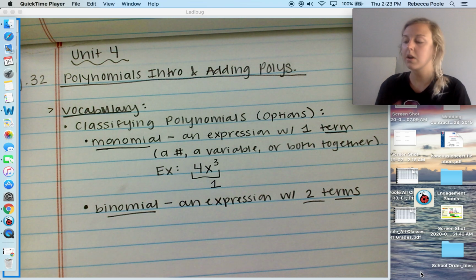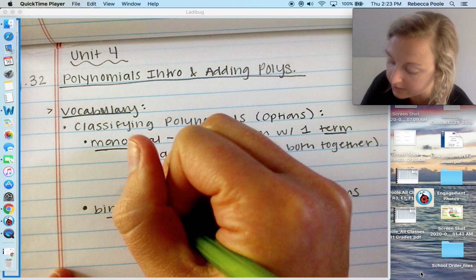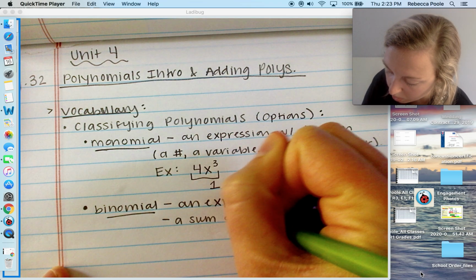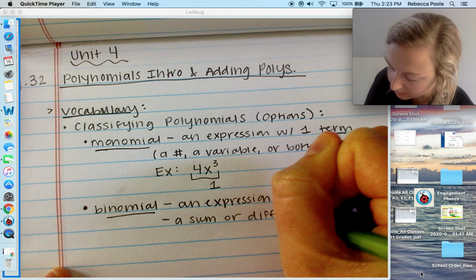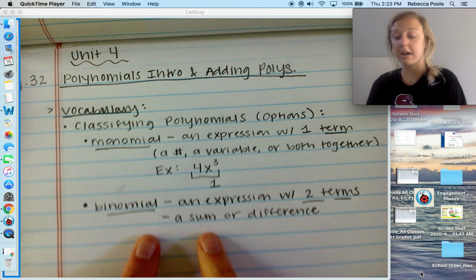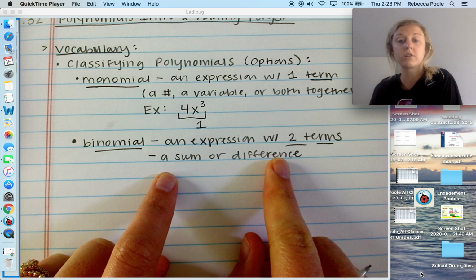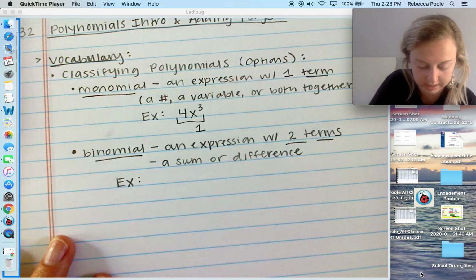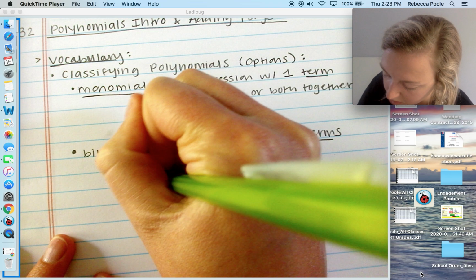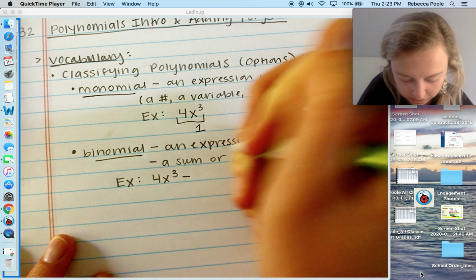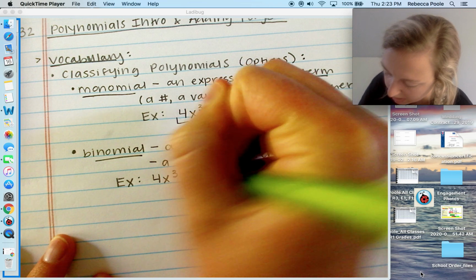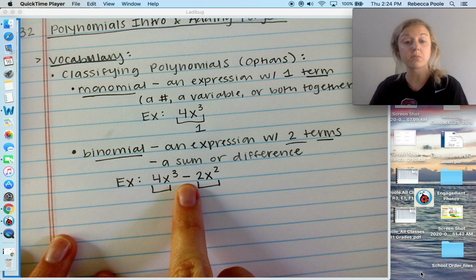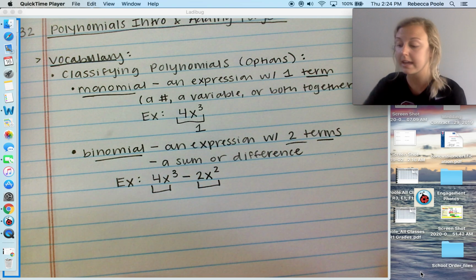All right, so an expression with 2 terms. So what this means is it's a sum or difference, okay? And we'll talk about why. You guys know sum means add or difference means subtract, right? So here's 2 different examples. So we could have 4x cubed minus 2x squared. So do you guys see how this is 2 terms and we're subtracting, so that's a difference, okay?